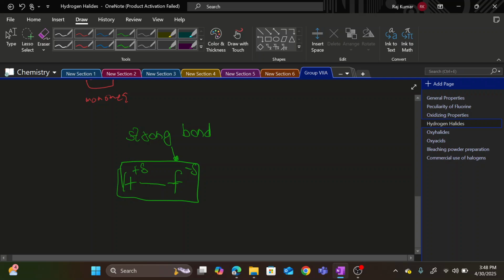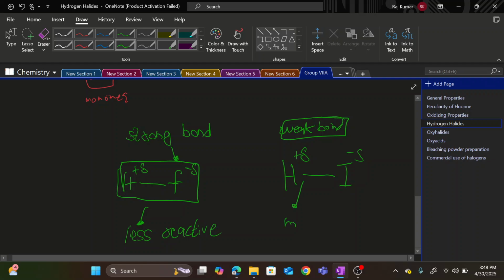And secondly, on the contrary we have hydrogen iodide. Hydrogen iodide has less electronegativity, so the electronegativity difference is pretty small, due to which the bond is weak. As a result of this, hydrogen fluoride compared to hydrogen iodide is less reactive and more stable, and hydrogen iodide is more reactive.